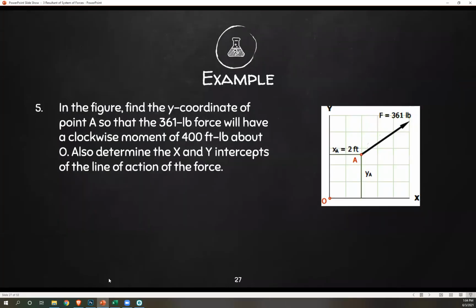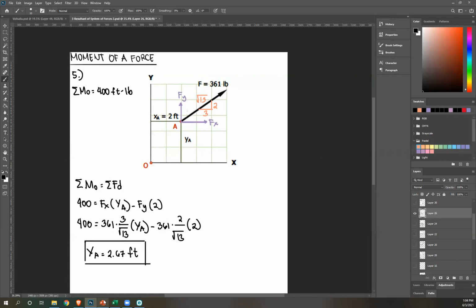Next, what's the other question? Determine the x and y intercepts, not components. Okay, so x and y intercepts on the line of action of the force. Let's extend this once again, and then let's see where it would hit if I extend this. Okay, so therefore, this is my y component, right? And then this is my x component.